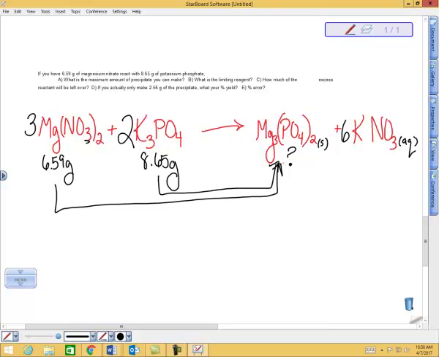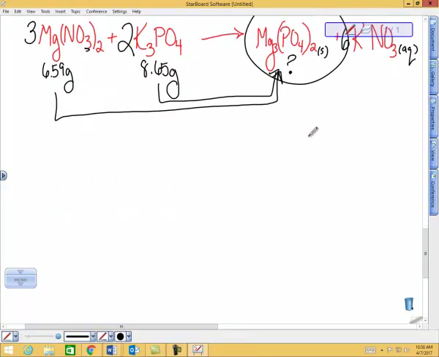Alright, so we need to figure out what is the maximum amount of precipitate that we can make. So our destination is here. Looking good? Alright, how many problems do you have to set up? Two. And once we get two answers, what's going to be the correct answer? The lesser amount. Good job.